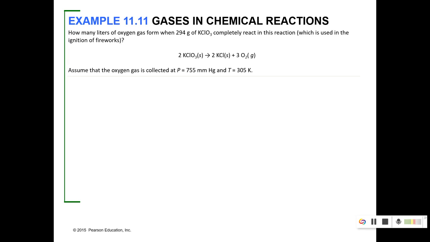Okay, there are situations where we have to do stoichiometry, which is what this is. The reason we need to do stoichiometry is that it wants to know liters of oxygen. It gave us 294 grams, and it does not say it's at STP. It is in fact close, but not quite. So we use stoichiometry to get moles of oxygen, then we plug that into PV equals nRT.